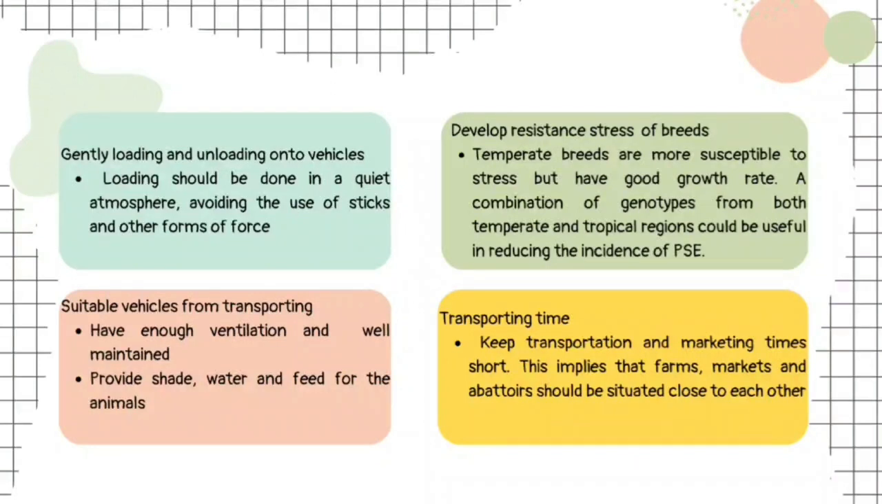Third, use suitable vehicles for transporting. A vehicle should have enough ventilation and be well maintained, as well as provide shade, water and feed for the animals. Lastly, transporting time. Keep transportation and marketing times short. This implies that farms, markets and abattoirs should be situated close to each other.